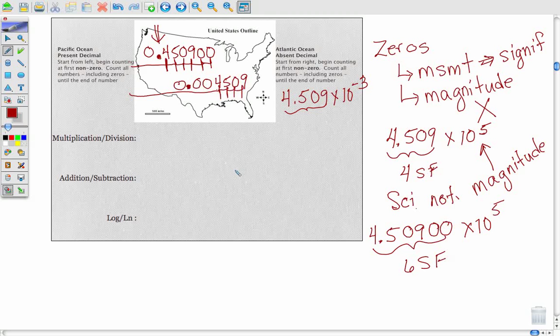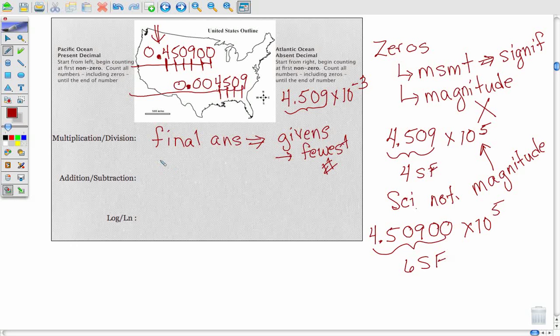Now, when we're doing our mathematics in terms of the operations of multiplication and division, if it's all multiplication and division, you want your final answer to have no more significance than your least significant measurement. So you look at your givens, you count your sig figs, and you select the one with the fewest number of sig figs. Now, you did that quite a bit in pre-AP, so I'm not going to cover that in any more detail than just reminding you of that rule.